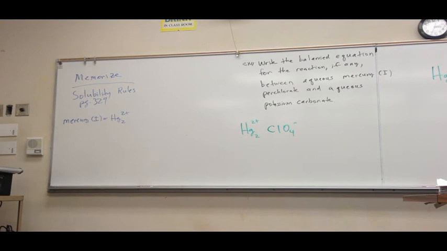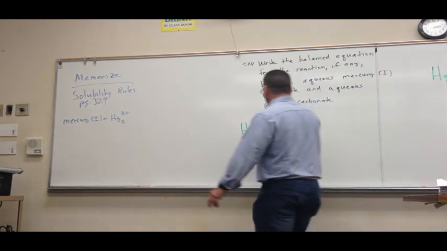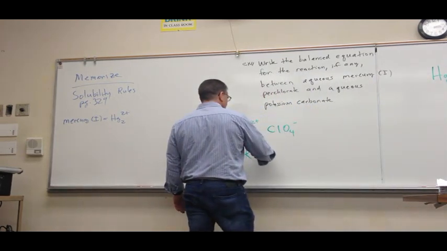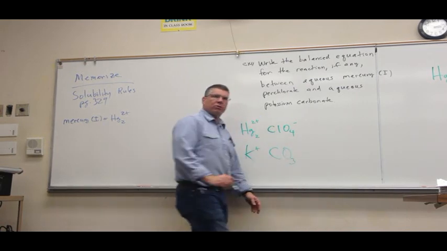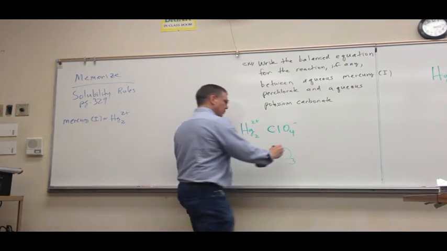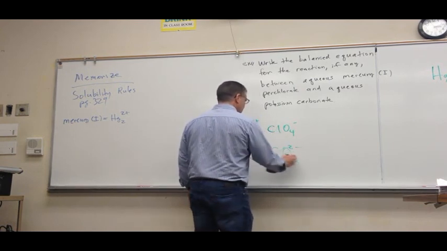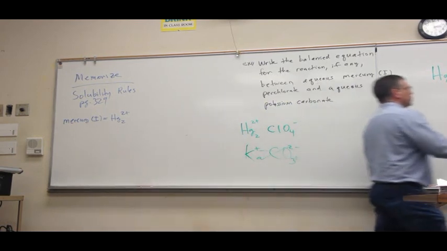And again, it's aqueous, which means it's soluble because of the second one. Aqueous potassium carbonate. Formula? Okay. Potassium is +1. Carbonate is CO3. And you guys remember the charge? 2 minus. So K2CO3.